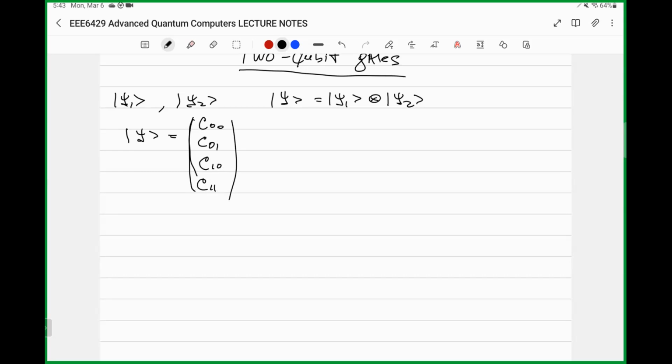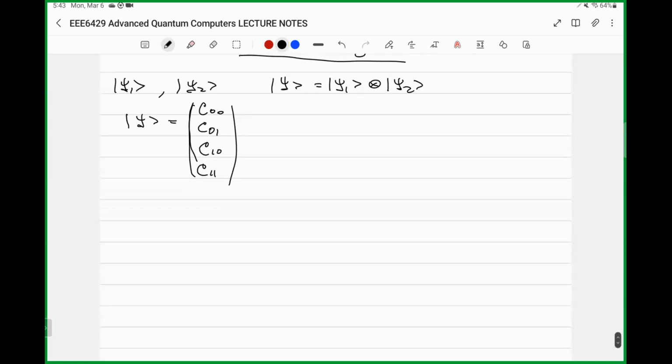Why tensor product again? Because when we construct an element like this out of the 2 qubits, we basically change our space from the 2-dimensional Hilbert space to a 4-dimensional Hilbert space. So it's not a multiplication. This is something more.